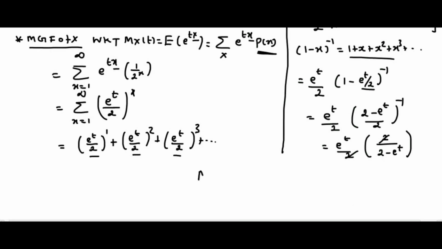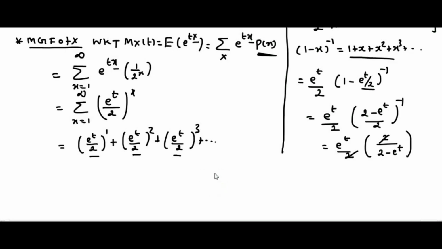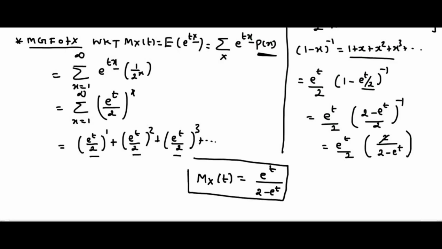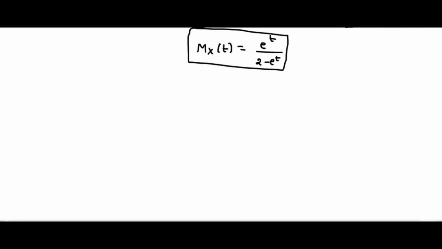Therefore the final answer is the moment generating function of capital X equals e^t/(2 minus e^t). So this is called the moment generating function of a discrete random variable. Using this function, we are going to find the second one. What is the second one? We find the mean value.